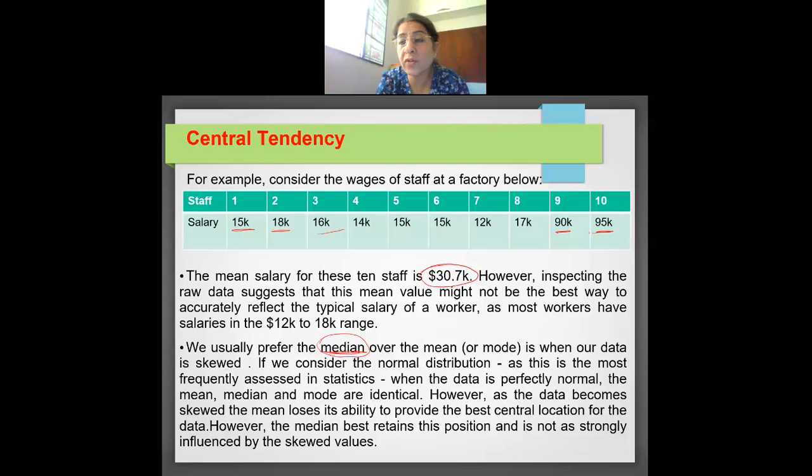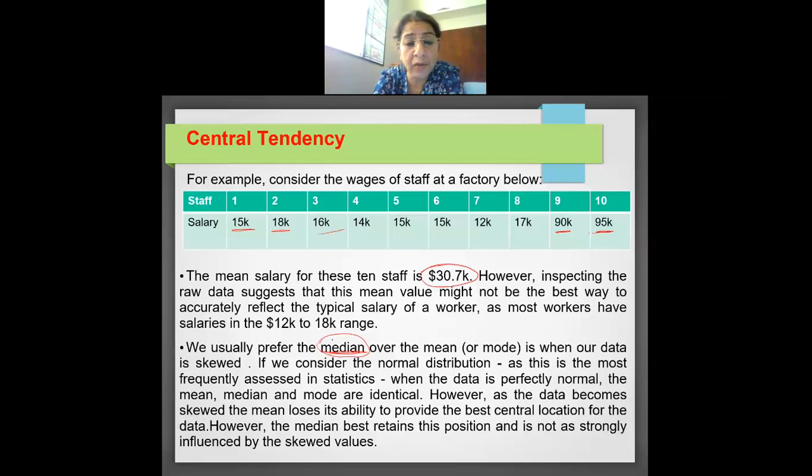Now mean is used for numerical data, in the sense you add up all the values and then divide by the number of observations. So mean cannot be calculated for ordinal data or for nominal data. Mean is possible only when your data is numeric. So you should know what kind of data you have. It should not be that your data is categorical and you are trying to calculate mean on that. It will be illogical to calculate mean on categorical data.